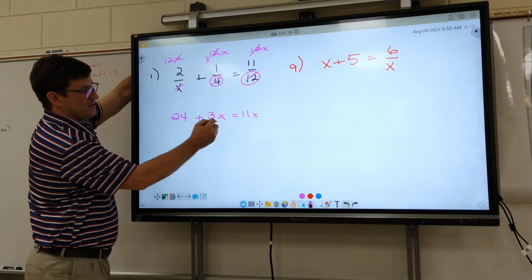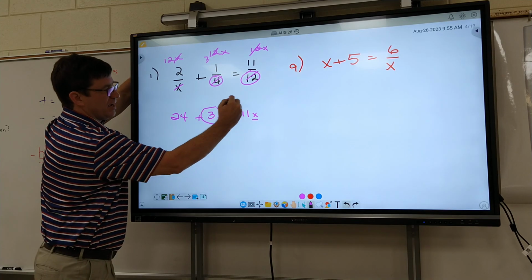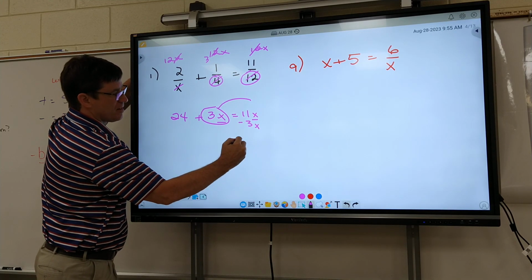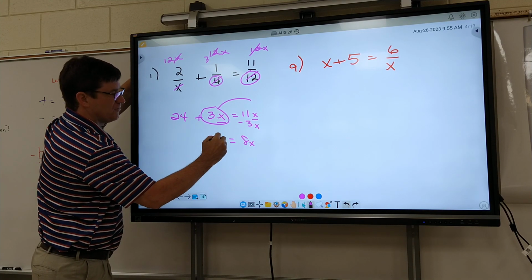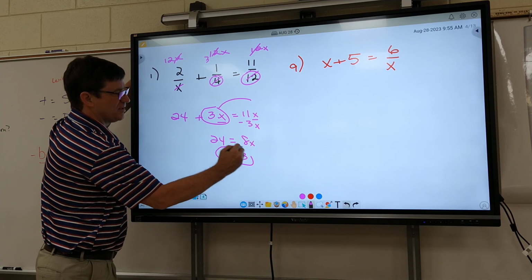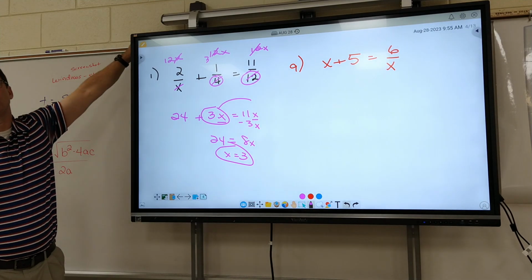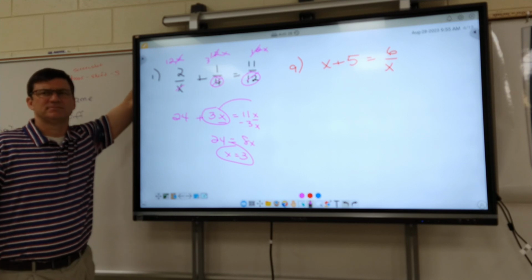Okay? These two have x's, so I'm going to take 3x and move it over there. That gives me 8x equals 24, so x equals 3. And Alicia, I think that's what you had? Yep. How'd you do it without working it out?